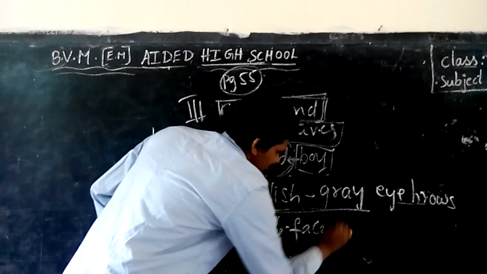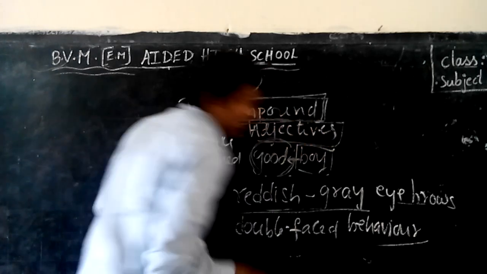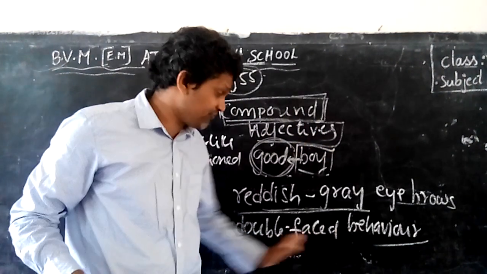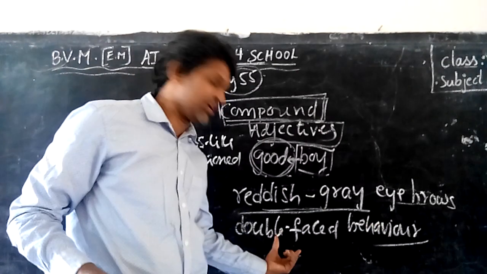Double-faced behavior. So behavior is a noun. And double-faced behavior is talking about the behavior of a person. So it is also an adjective.